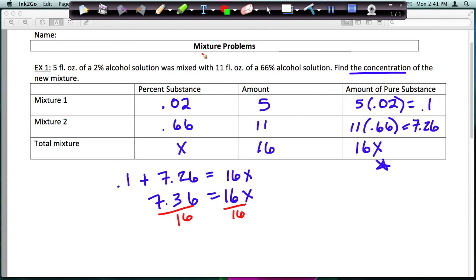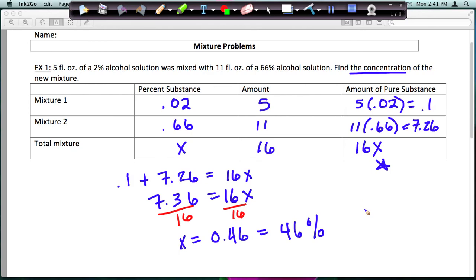So on your calculator, you would do 7.36 divided by 16, and you would get 0.46. I'll put the 0 in front just so you see my decimal. And remember, this is the percent substance that we just found, so 0.46 as a percent is 46%. So that's the amount of alcohol solution in our new mixture.